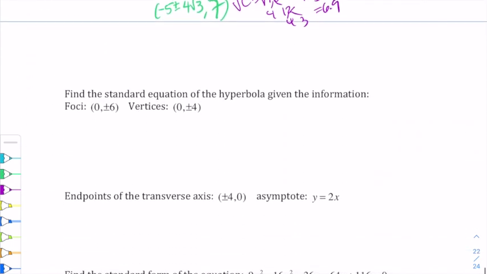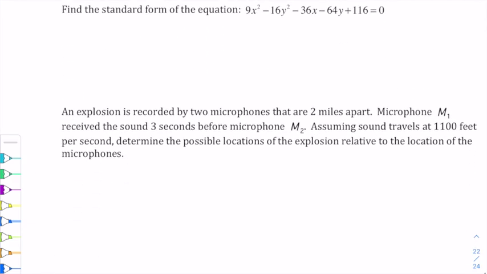Okay. Now, we can also do where we have it in our general form, and we want to get it to our standard form. So we have to complete the square on the two different parts. So we're going to group your x's, group your y's, just like we did with the ellipses. So 9x squared minus 36x, minus 16y squared minus 64y, and then plus 116 equals 0. Okay. So when we take the 9 out, remember there's something in front of the x squared that you have to divide out of both of these terms.